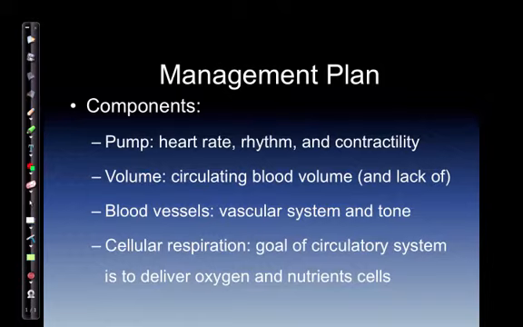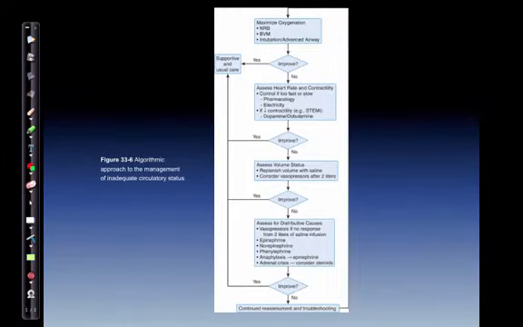Blood vessels, vascular system and tone. Systemic vasodilation, a common end result in septic shock, anaphylaxis, and adrenal crisis. Vascular tone is affected by natural steroid production. Early goal-directed therapy, a standardized treatment algorithm, is used to assist sepsis patients to ensure adequate perfusion. And what we're looking at here on the next page is the next table.